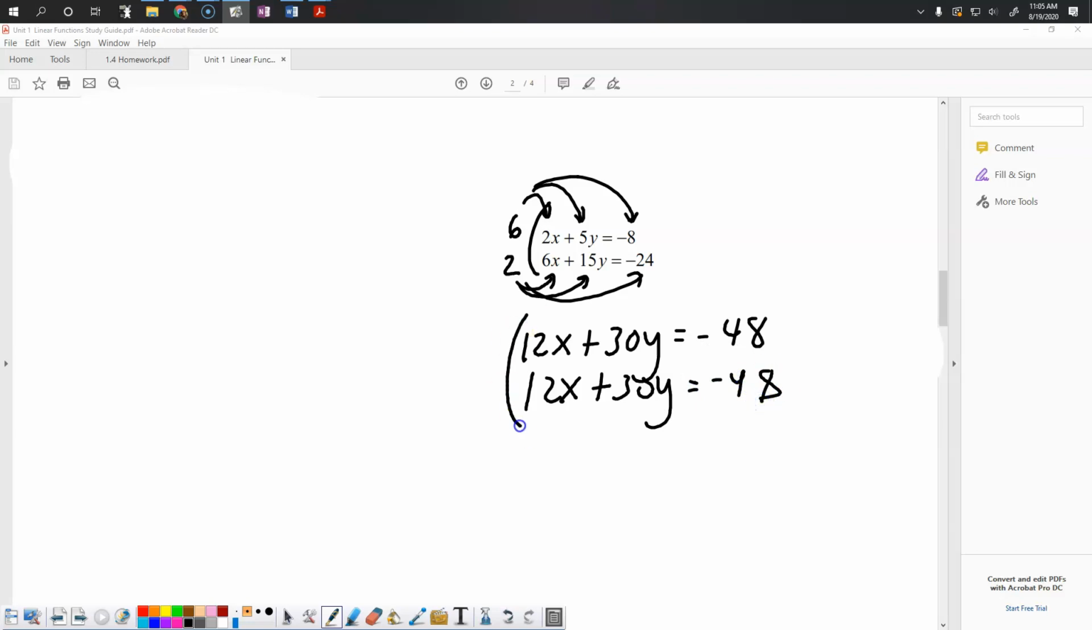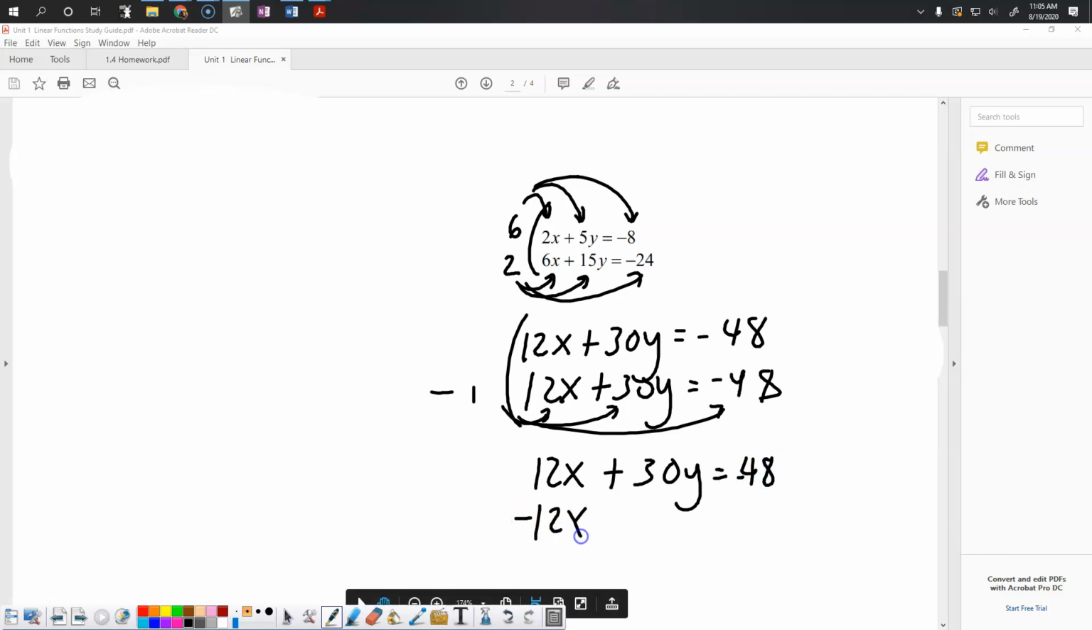And now that we got the x's to be the same, we're going to multiply one of the equations by a negative. So I'll multiply the bottom one by a negative all the way across. And that gives me 12x plus 30y equals negative 48 for the top still, because I didn't change the top. But the bottom, all the signs on the bottom equation will now be different.